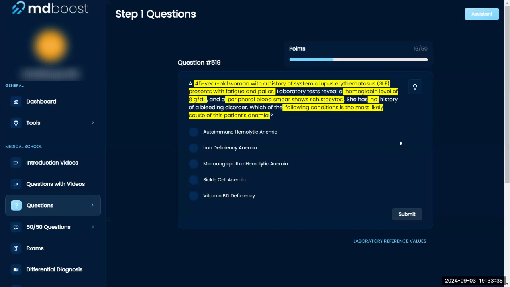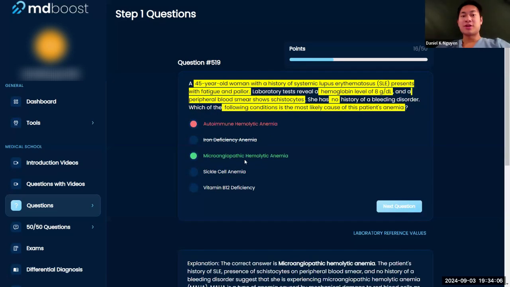Okay, schistocytes. Schistocytes is whenever you get sheared, so there is hemolysis going on. Not iron deficiency. Okay, I'm thinking autoimmune hemolytic anemia because she has lupus, which is already an autoimmune disease, and schistocytes are a sign of hemolysis as well. Okay, so it's actually microangiopathic. Dang. Yeah, good idea.